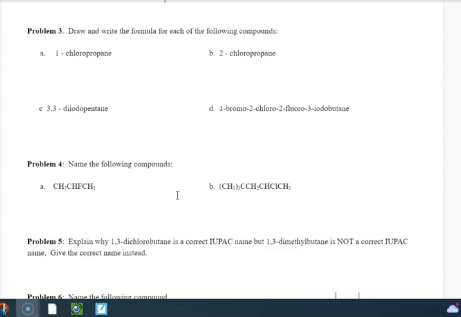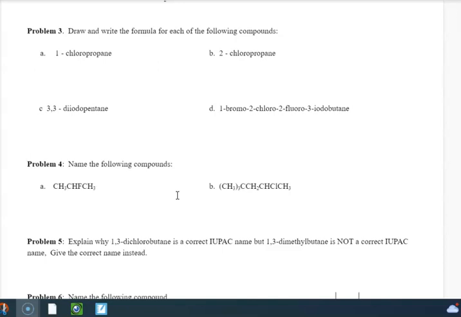Letter D is kind of a fun one. We have a butane, so draw your 4 carbons. And I would do left to right. You're allowed that. Make it easier on you. But notice the order. 1-bromo, 2-chloro, 2-fluoro, 3-iodo. So it's in order because of their alphabet, not necessarily because of their numbers, okay?